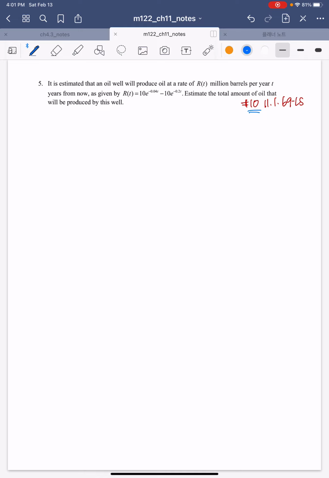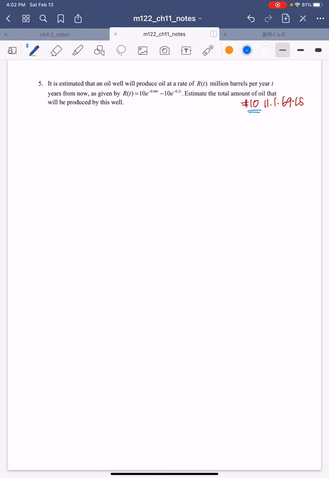Okay. So let's take a look at number 5. It is estimated that an oil well will produce oil at a rate of R of t million barrels per year, t years from now, as given by R of t equals 10 e raised to negative 0.04t minus 10 e to the negative 0.2t. Estimate the total amount of oil that will be produced by this well.